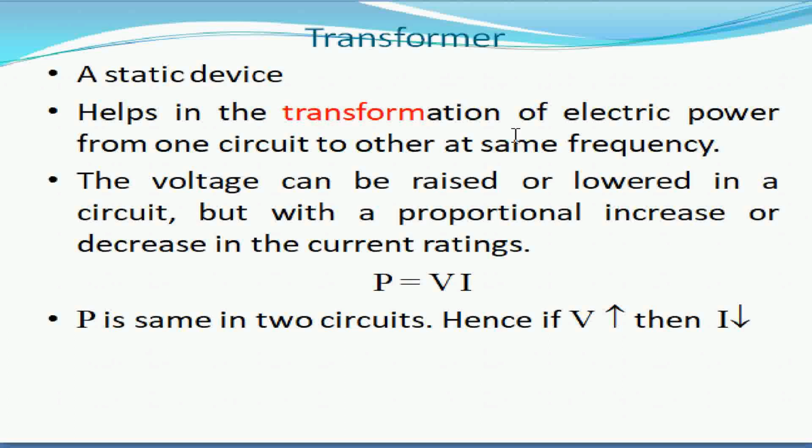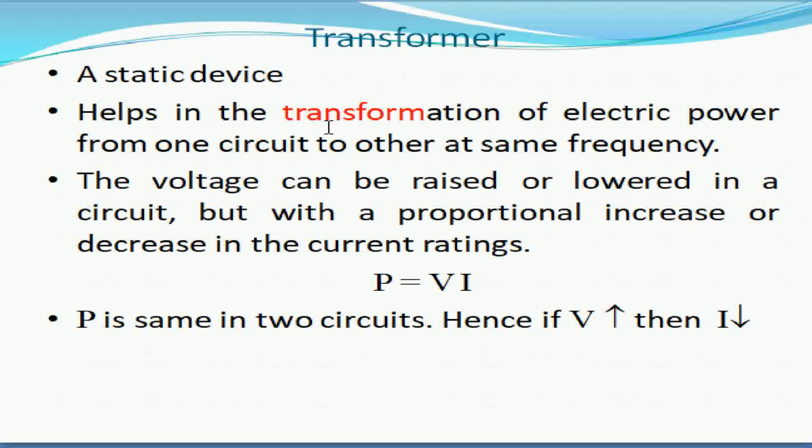A transformer is a static device. What do you mean by static device? If you observe the transformer, there are no rotating parts in it. All are stationary parts only. Unlike a motor, which has rotating parts like the rotor, in the transformer we won't find any rotating section. That's why it is called a static device. So what is the use of a transformer? It helps in the transformation of electrical power from one circuit to another circuit at the same frequency.